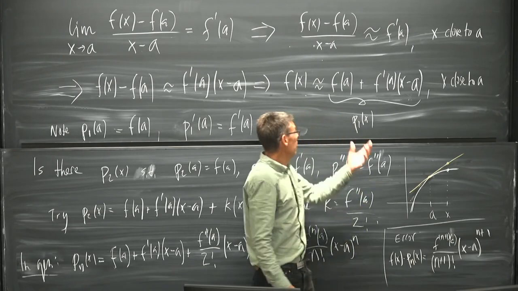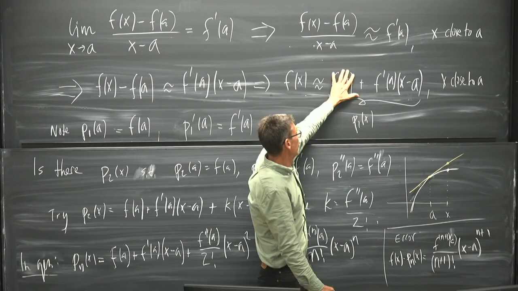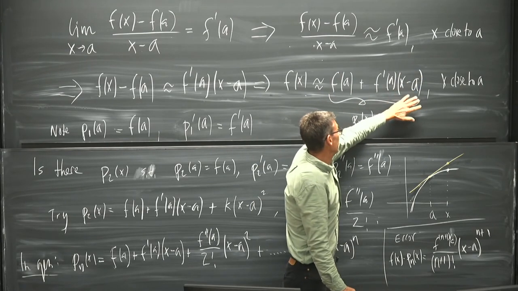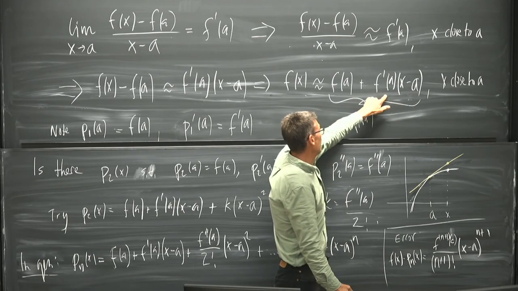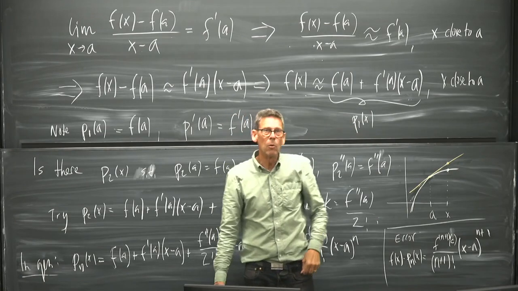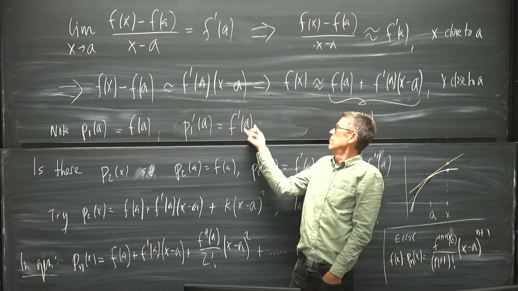And if you differentiate this polynomial on the right-hand side, then the first term vanishes, and the derivative of the parenthesis here is 1. So you get the derivative of f at A. So this polynomial P1 of x also mimics the derivative of f at A.